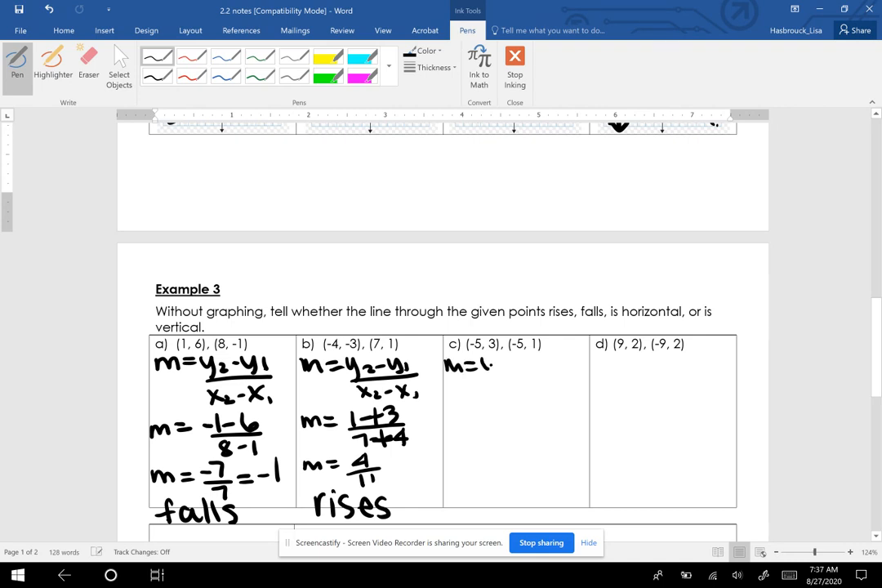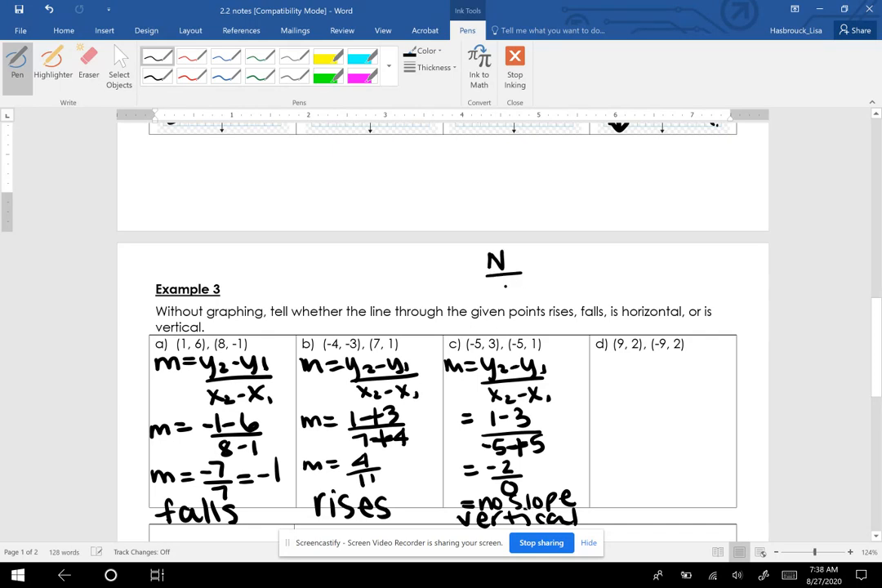For the next one, I have 1 minus 3 on top. Notice I'm very careful about making sure the y values are on top. On bottom, I get -5 minus a -5. Well, this minus becomes a plus on bottom. So on top, 1 minus 3 is -2. On bottom, -5 plus 5 is 0. We cannot divide by 0. This is known as no slope. So it's a vertical line. So anytime 0 is on the bottom, it's undefined or no slope.